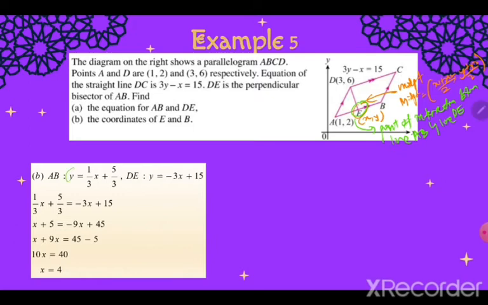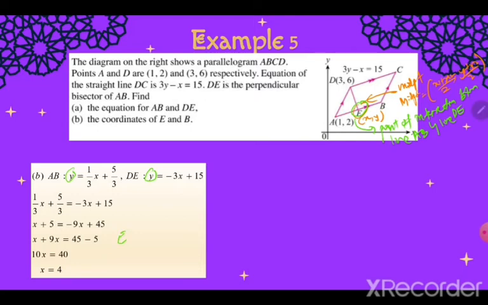Since in both equations the subject is y, we can say that 1 over 3x plus 5 over 3 is equal to negative 3x plus 15. Because at point E, for both lines, the point is the same. X and Y are the same at the point of intersection for both lines. So we solve the linear equation, and we will get x equals 4.